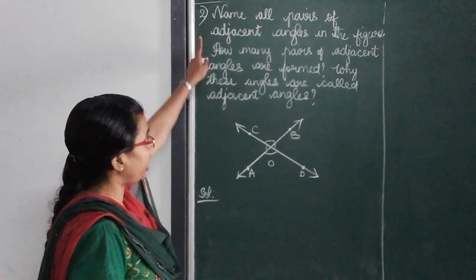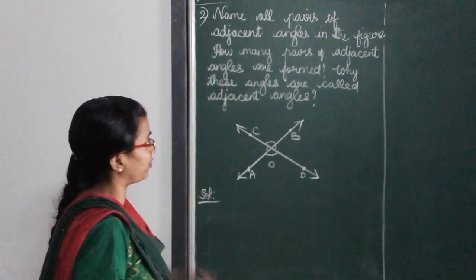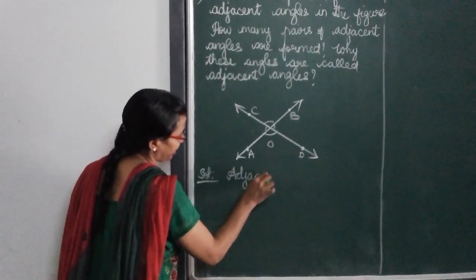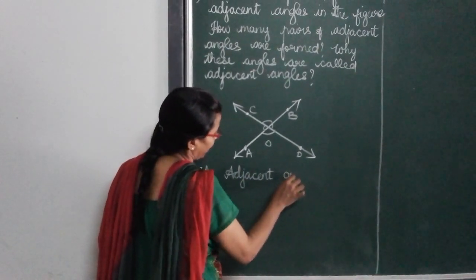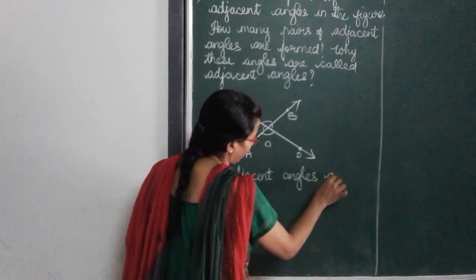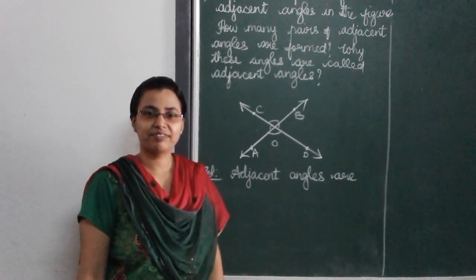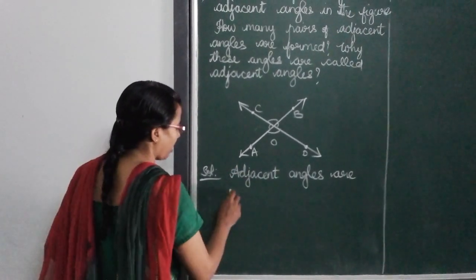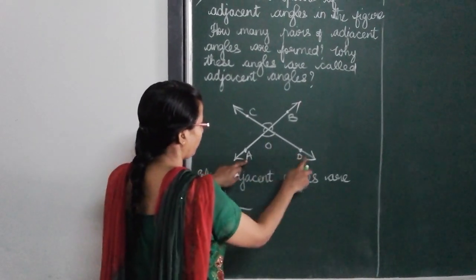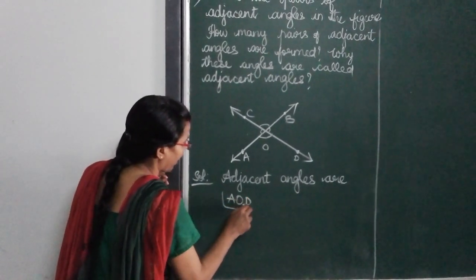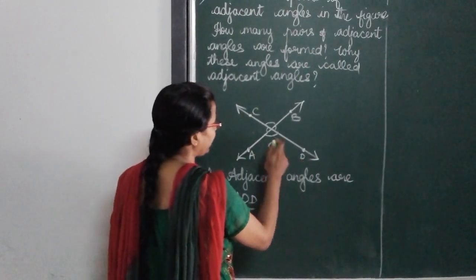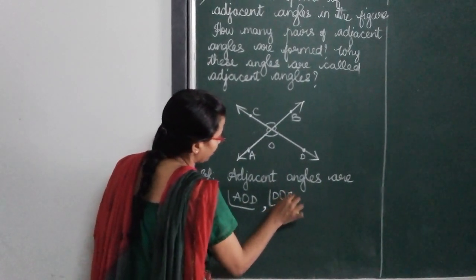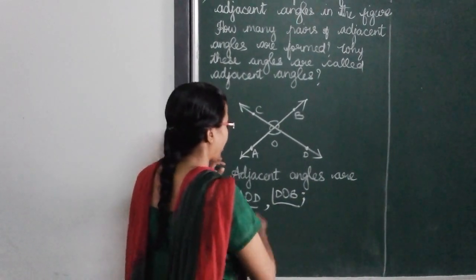So read the question. Name all the pairs of adjacent angles in the figure. Bit by bit we are going to understand the question. Adjacent angles are, what did I tell you? Adjacent means beside. Okay, let us start from this side. Angle AOD and DOB. This is beside this one. So, this is one pair of adjacent angles.